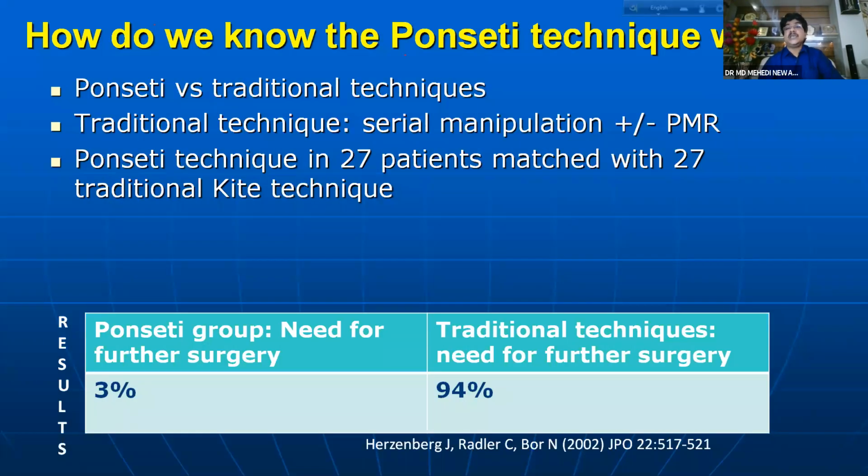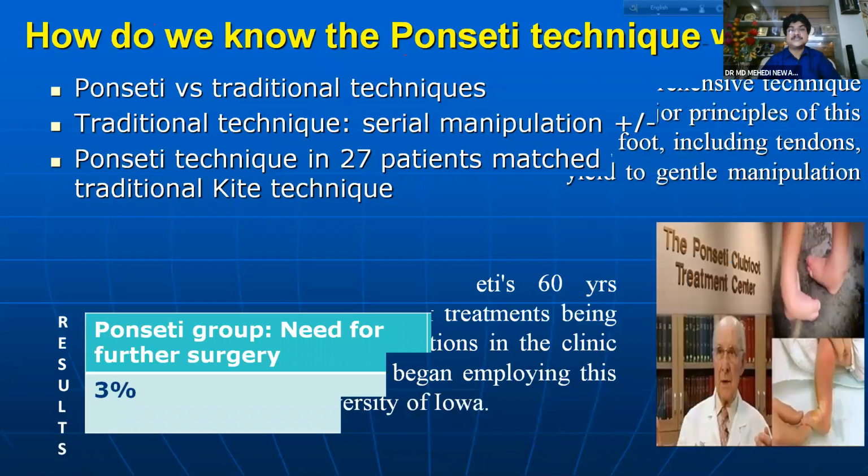How do you know the Ponseti technique works? Hargenberg's study, you all know his name. He studied an initial 27% matched with 27% traditional Kite method. The Ponseti group needed further surgery in only 3%, but traditional techniques needed further surgery in 94%.